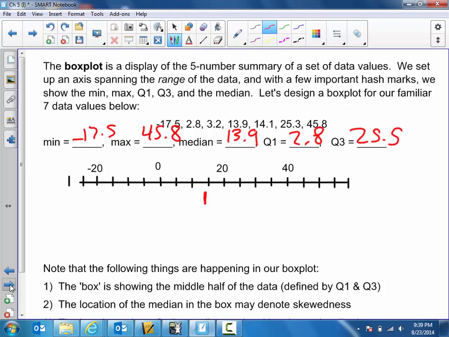You've got your first little hash mark to represent the median. We're going to set up this box plot parallel to the horizontal axis representing our quantitative data. Quartile 1 we set up next. That's at 2.8, so that's going to be just over halfway between 0 and 5. Quartile 3 is at 25.5, so basically at 25. Okay, now we're going to connect these with lines parallel to the axis we've set up.